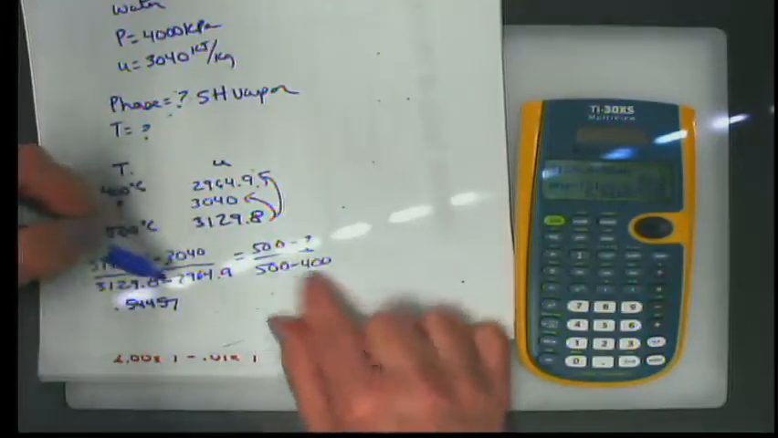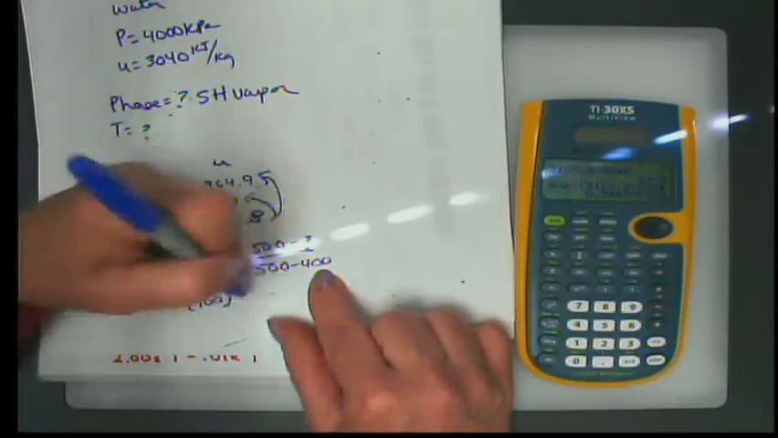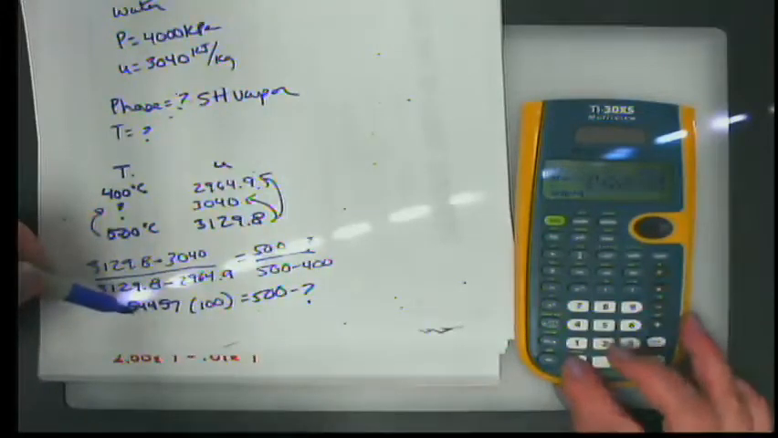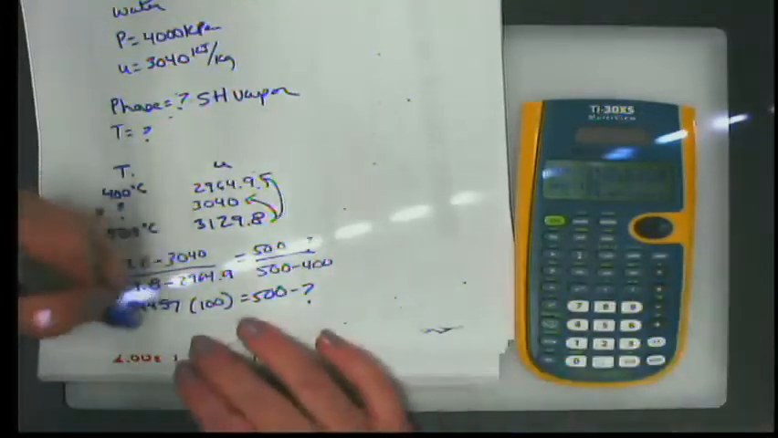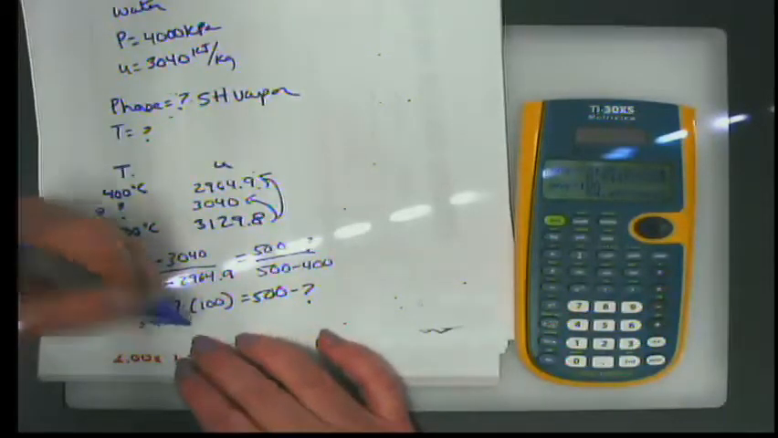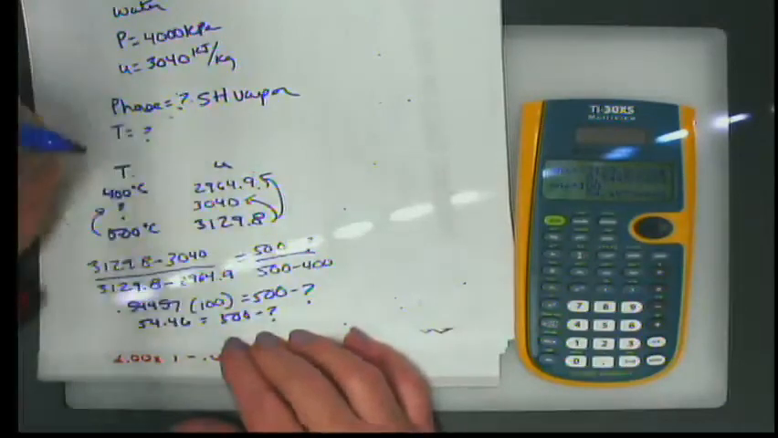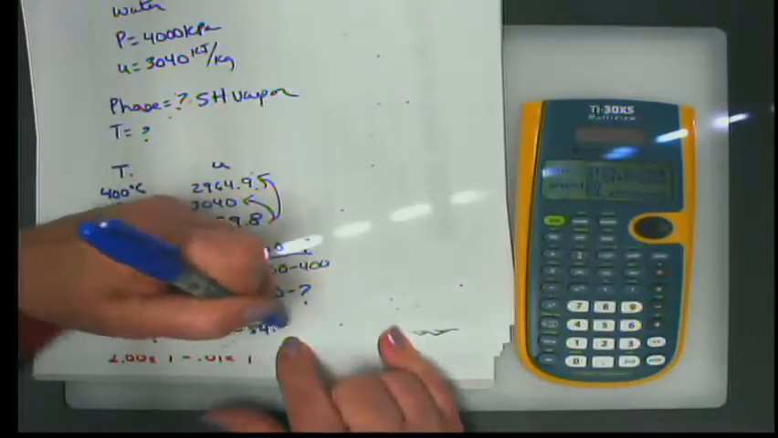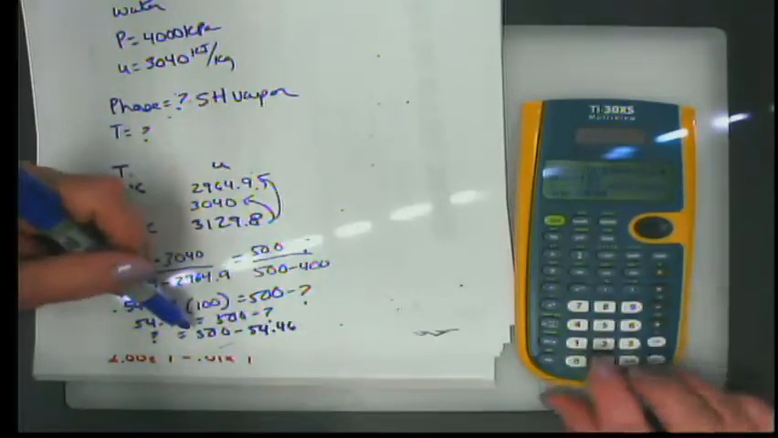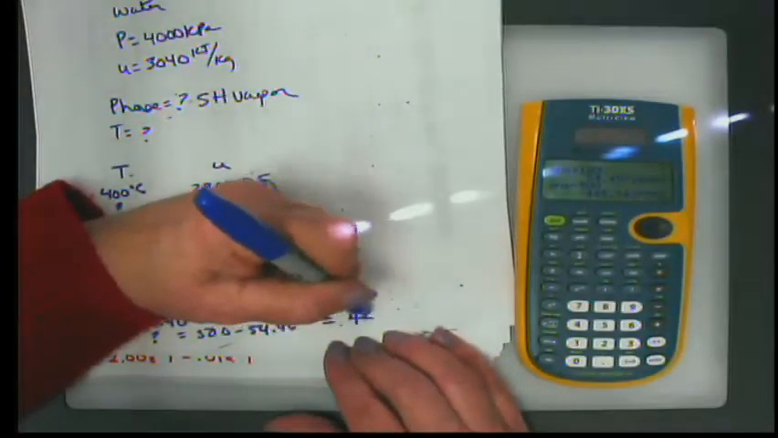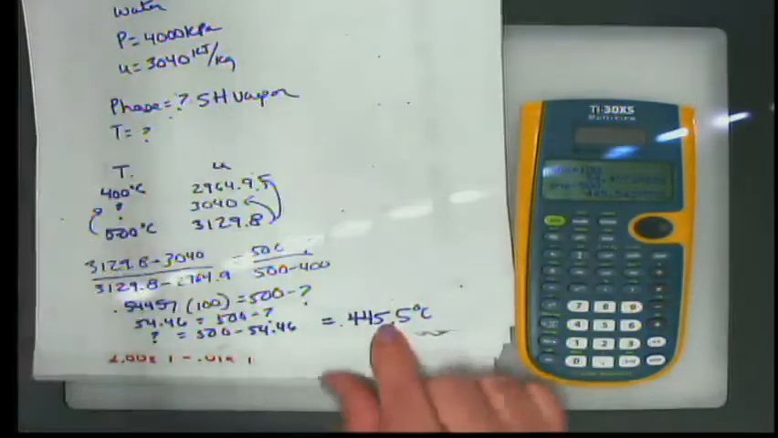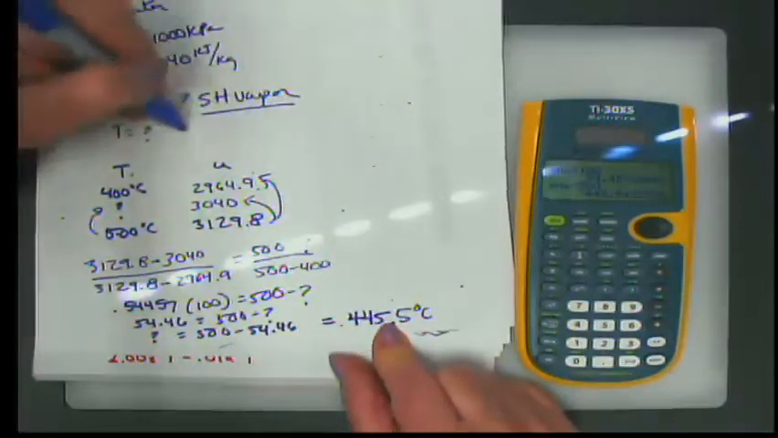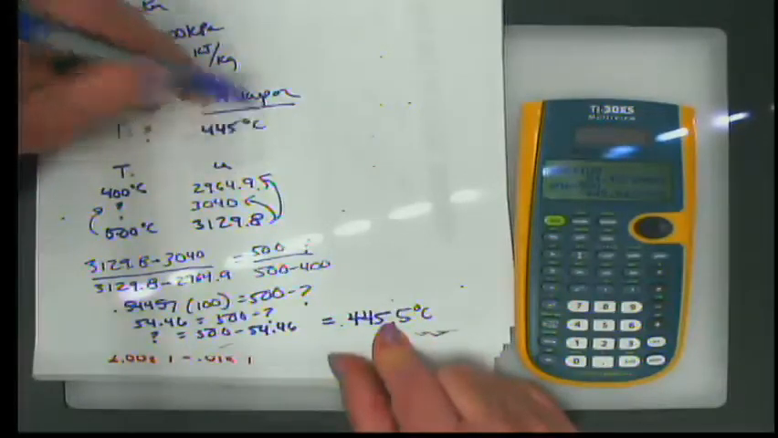Now, when we cross multiply, 500 minus 400 is just 100, right? So that's going to equal 500 minus our unknown value. So we take that ratio, multiply it by 100, and that's 54.46 equals 500 minus question mark. So that means that our question mark value, if I bring that over as a positive, is 500 minus 54.46. And so my value is 445.54 degrees centigrade, Celsius. So my phase is superheated, my temperature 445 degrees Celsius, or 446.